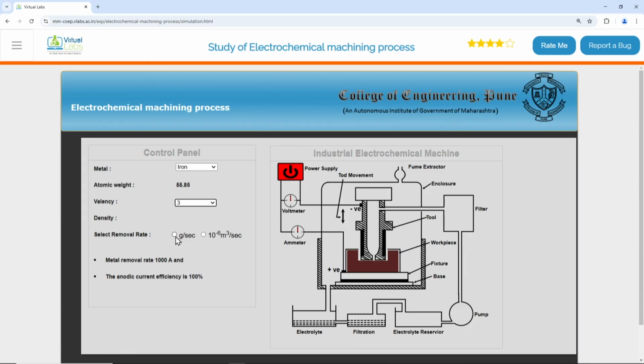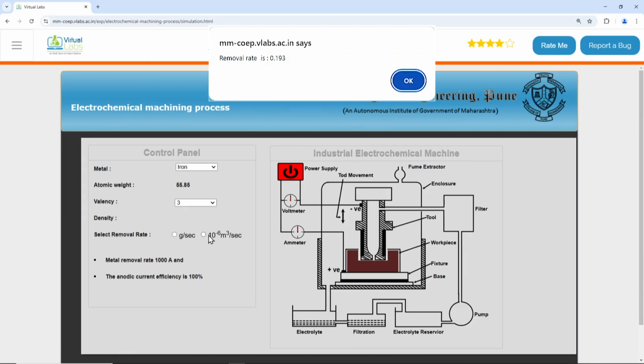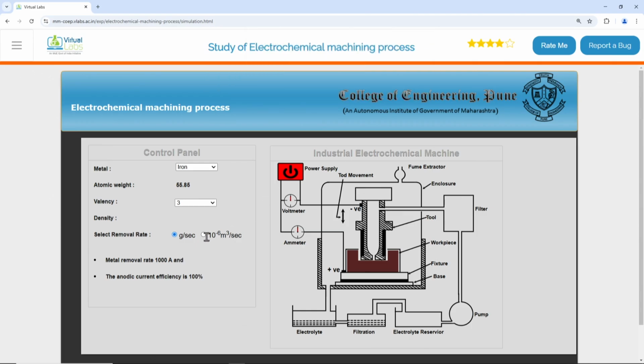Select the removal rate, we need to get removal rate in grams per second or 10 to the power minus 6 meters cube per second. So, you can see a pop-up window here. The pop-up window shows the metal removal rate as 0.193. So, if I need to see this in x into 10 to the power minus 6 meter cube per second, it is 0.193. If I need to see this in grams per second, it is also showing the same value.